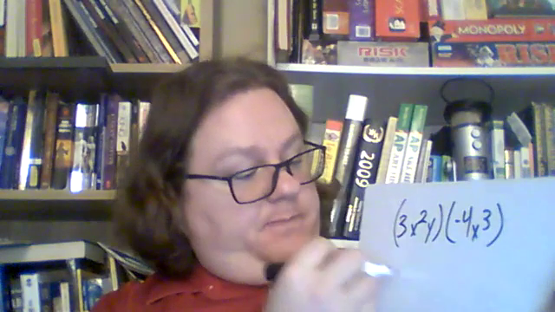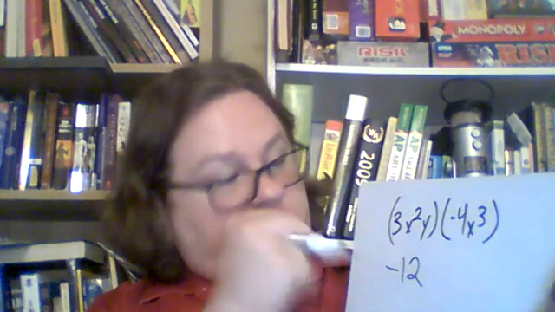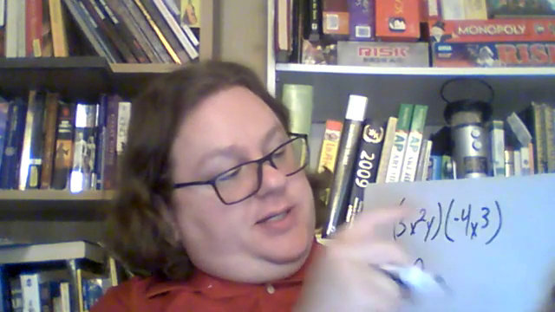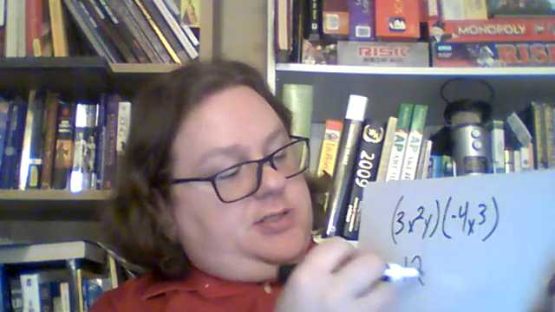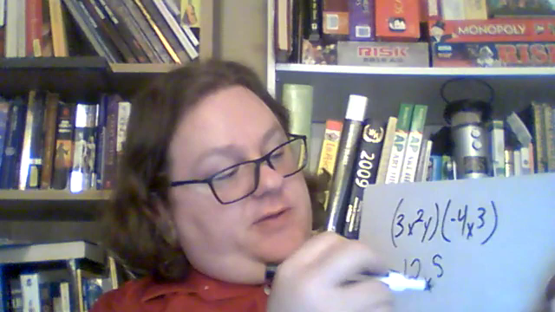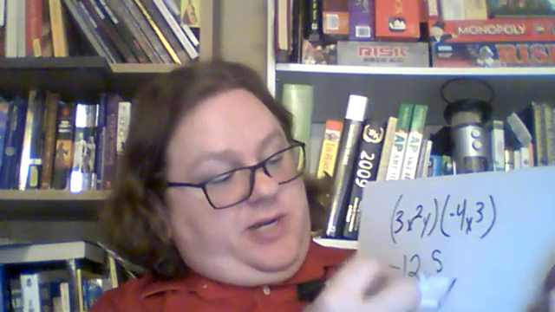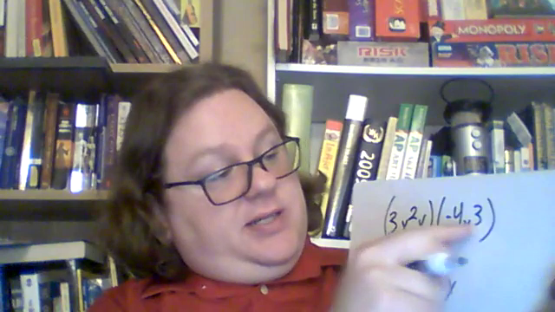So 3 times 4 is 12, but that's a negative 4, so it's negative 12. X squared times x cubed is 2 plus 3, so that becomes x to the 5th. And then there's no y over there, so the y just drops down. When you have an exponent multiplying an exponent like this, you actually add them together.